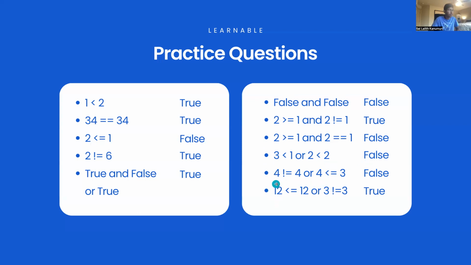Now let's do this one. 12 is greater than or equal to 12. That is true. And this is the or operator. We don't even care about whatever this is, because even if this is true or if it's false, this entire expression will be true. But let's just do it because we need practice. So this side is true, or 3 is not equal to 3. This is false. But because one side is true, this entire expression is true. So that's why the answer is true here.